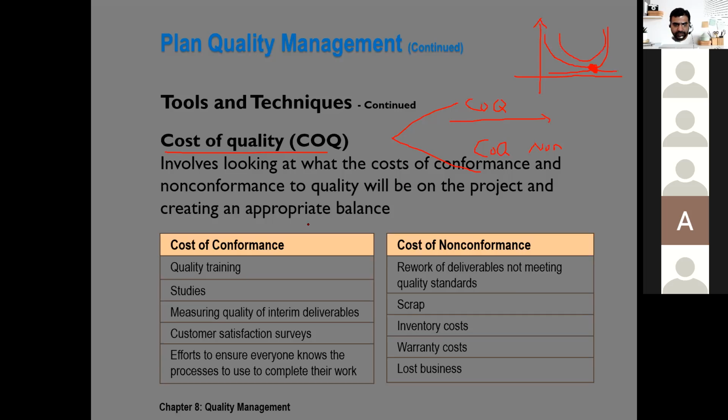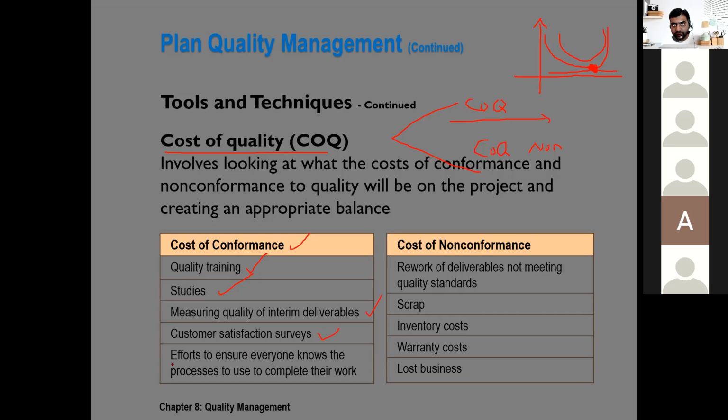Now let's take the example of cost of conformance. It includes training, research and studies, the time and resources spent on measuring interim deliverables or quality assurance, and surveys that you can conduct with your customers. It takes time, energy, resources, and obviously cost.